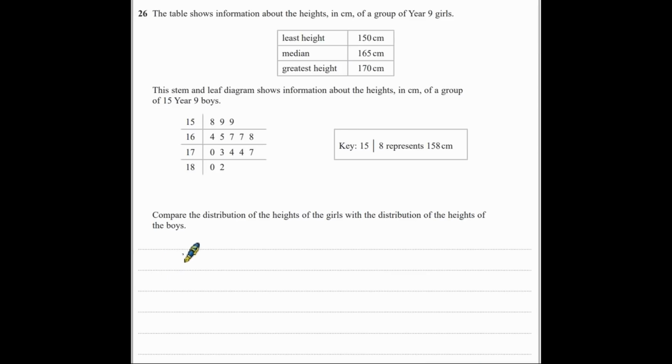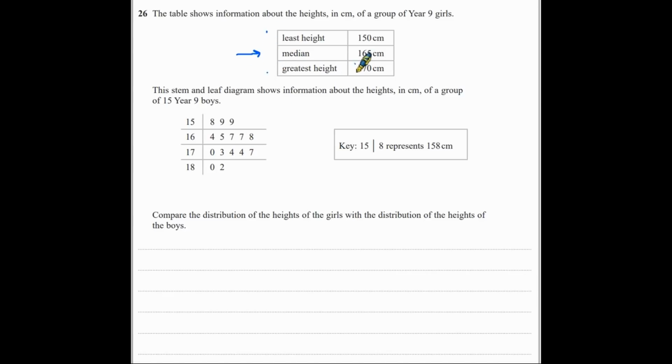Question 26. The table shows information about the heights in centimetres of a group of Year 9 girls. So we have the shortest, the tallest and the median height. This stem and leaf diagram shows information about the heights in centimetres of a group of 15 Year 9 boys. Therefore, we have similar information but laid out in a different way, and we are asked to compare the distribution. Well, the two sets of information we can glean from these tables is the median, we can check that out for the boys and the girls, and also the range from the smallest to the highest.